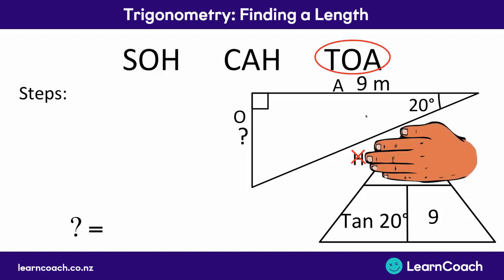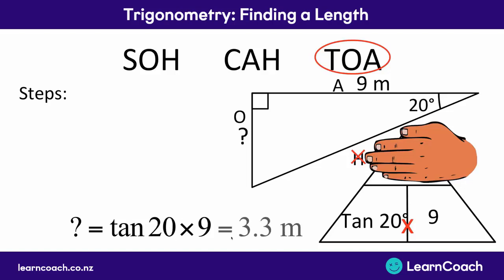So covering up our O, what we want to find, that's going to give us a formula of tan 20 times 9. And if you put tan 20 times 9 in your calculator, you'll get an answer of 3.3 meters. That's how long the length O is. Your steps, therefore, were firstly to label each side, A, O, and H. You crossed out the side you didn't want to know, which in this case was H.